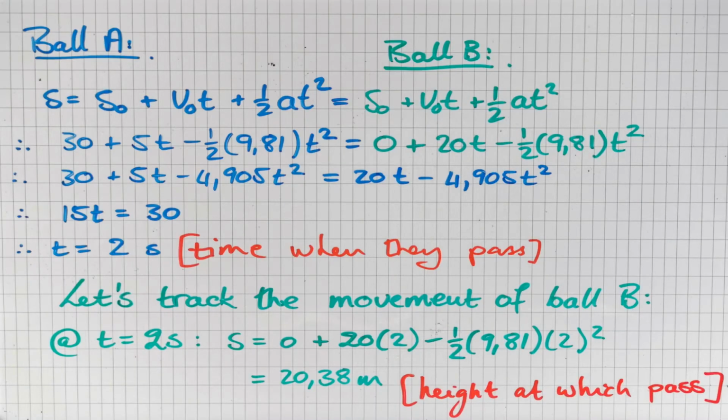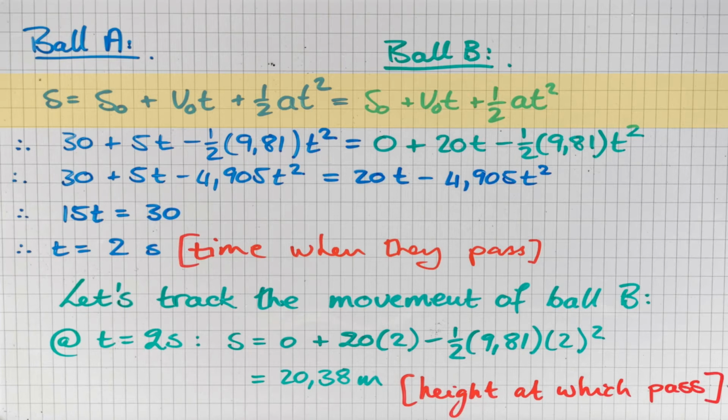So if you think about this, when they pass, their height above the ground would be the same per definition. So we can take the position equation for both of these and we can equate them because they should give us the same position above the ground. So for ball A, I've written that in blue. We can say S is S0 plus V0t plus a half at squared, and we can say at the instant where they pass, that's going to be the same as the position of ball B: S0 plus V0t plus half at squared. That's our equation of motion.